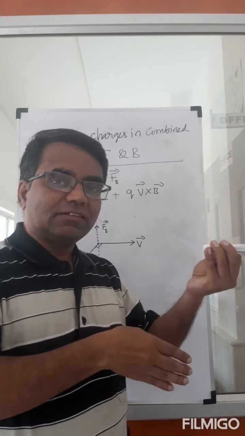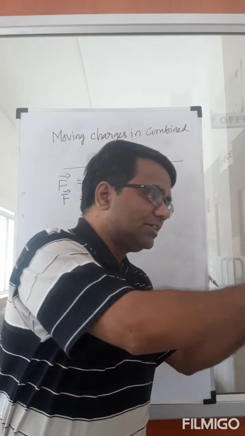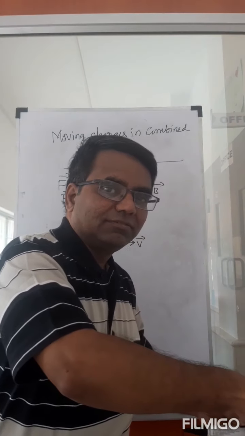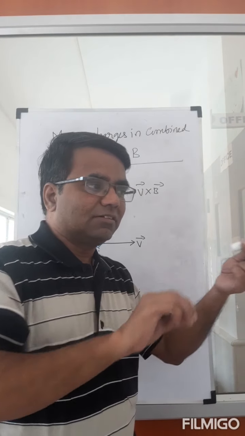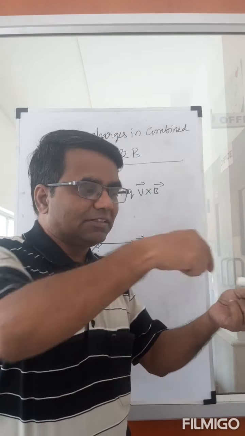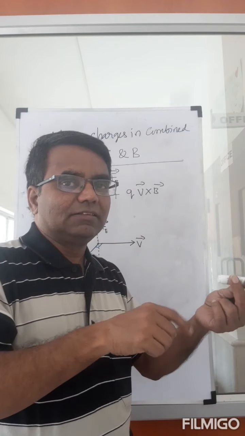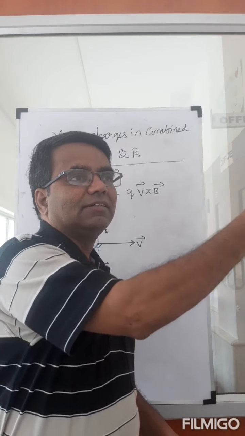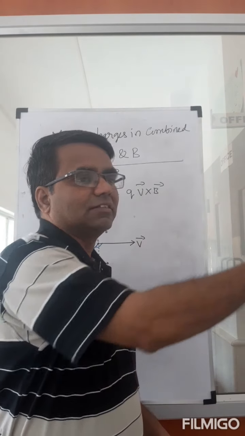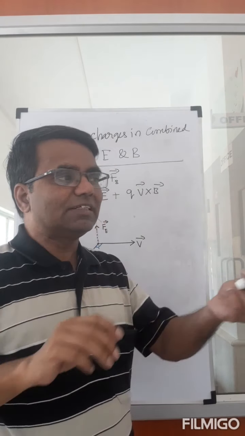If this is greater, then it will make a circle in this direction. Okay, it will start doing it, because this is going to be pulled by the magnetic field. If this is greater, then it will make a circle in this direction. You can see that.